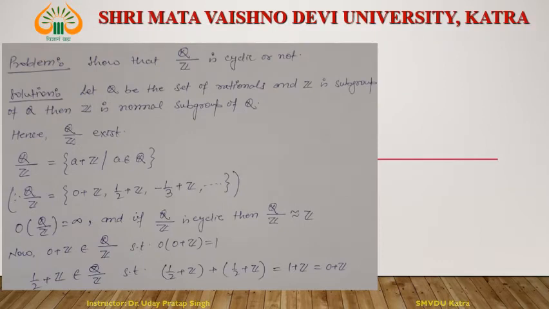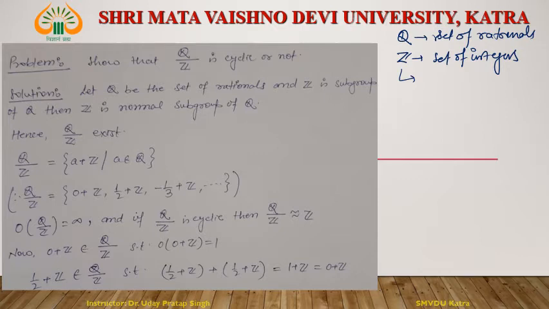Now, see the factor group. What is Q? It is the set of rationals. What is Z? The set of integers. Okay. Then Z is a normal subgroup of Q. Then Q by Z exists.